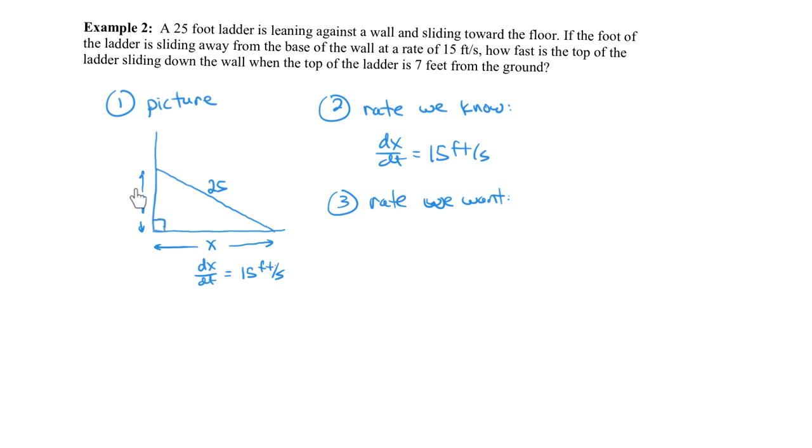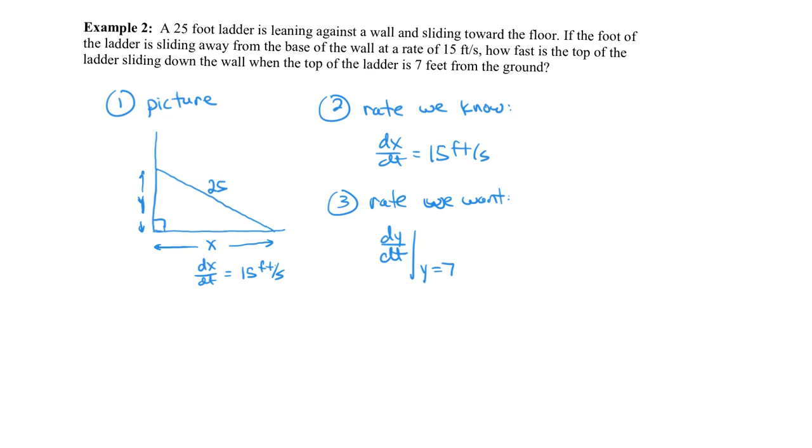Somebody else could call this h, for height, or you could really call it whatever you want. If I had called this h, then I'd write dh/dt. But I happen to label this y. It's kind of an arbitrary thing. You can call it what you want. But since I called it y, what I'm really talking about here is dy/dt. And we're interested in this at the point when y equals 7. So remember this Leibniz notation. This is basically saying y prime at 7. So that's the rate we want.